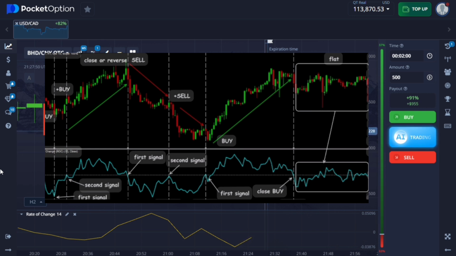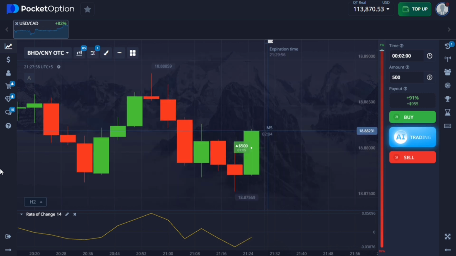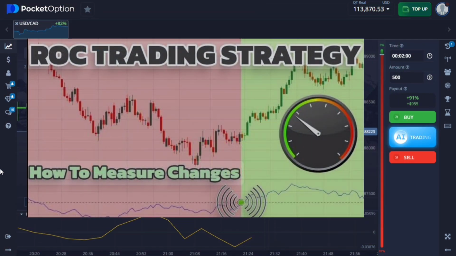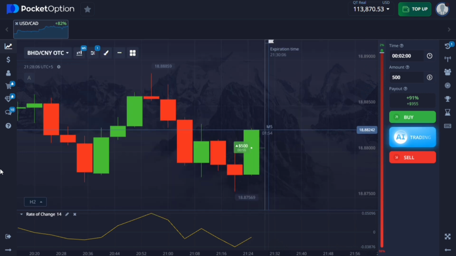The ROC indicator is usually plotted as a line or a histogram, and it's often used in conjunction with other technical indicators to confirm trading signals. Number 2. How to use the ROC indicator in trading. The ROC indicator, let's talk about how to use it in trading.